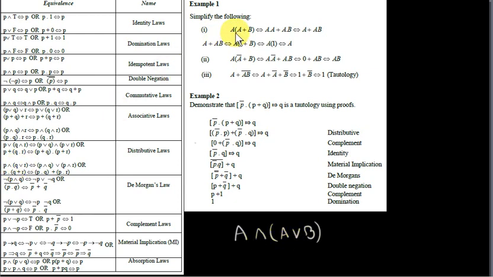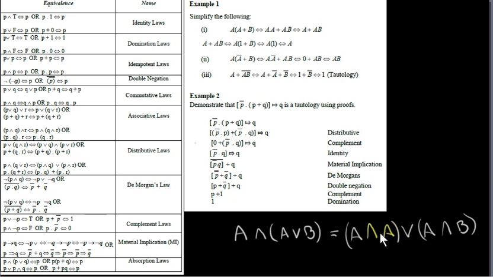We can use the distributive law to distribute A inside the brackets. So we can write this as A dot A plus A dot B, which can also be written as A and A, or A and B. So here is the distributive law which we proved in the previous video. Now what about A and A?